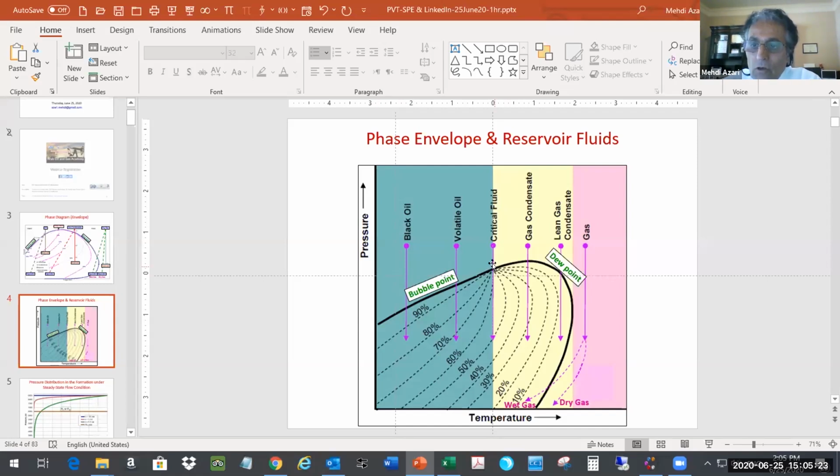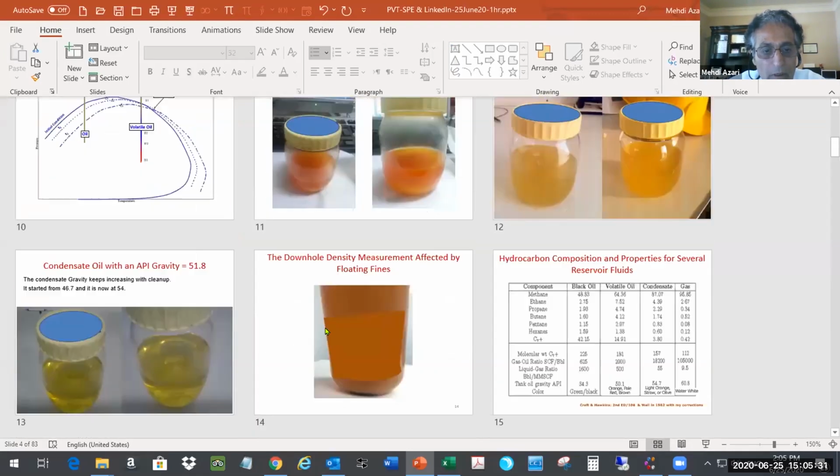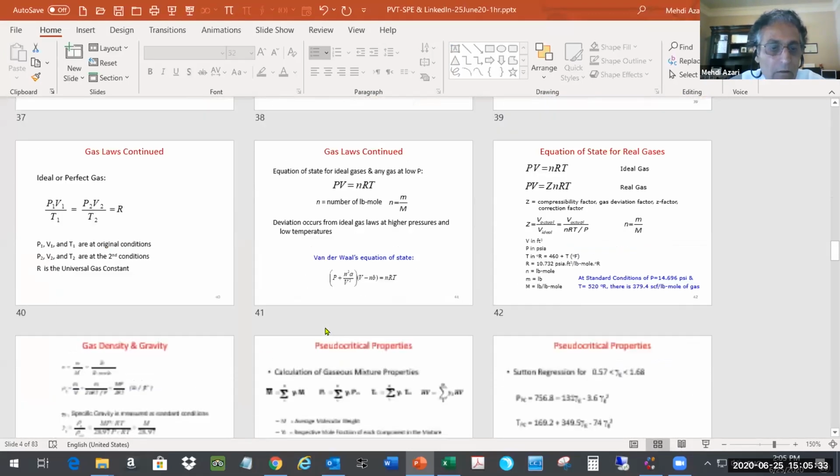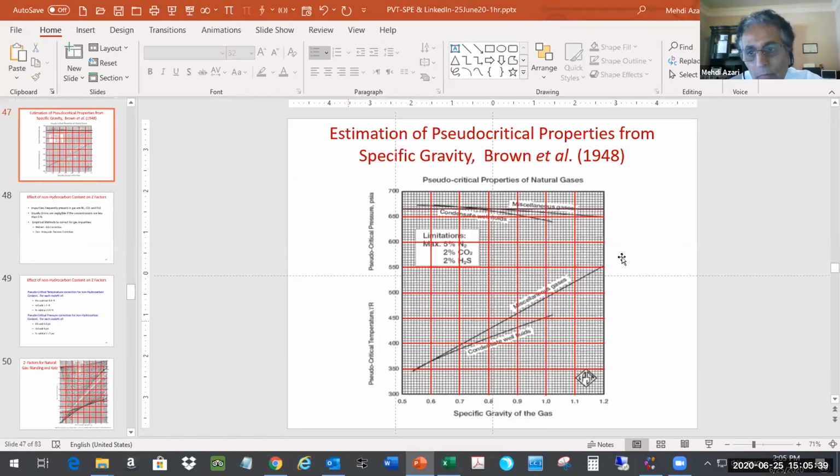So the critical point is a function of composition. I think we had the critical conditions here, probably this one. You see that when the specific gravity of the gas changes, you get a different critical pressure and temperature. The critical temperature could range anywhere from 350 to that one. So each composition has a different phase envelope and a different critical pressure. So you need that.